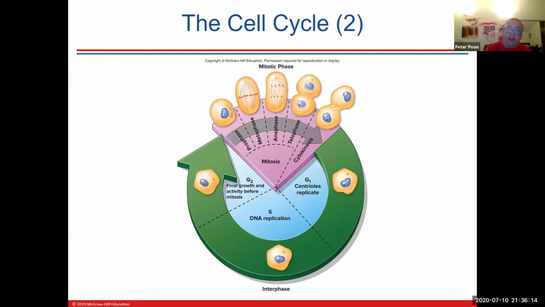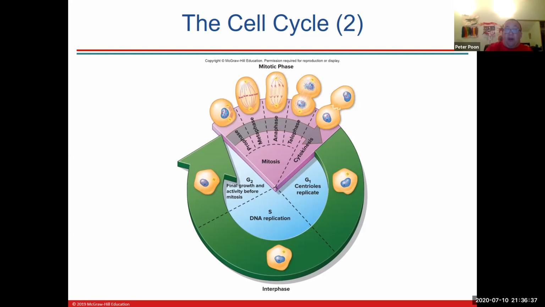Okay, so that left this gap on the right and this gap on the left. So G1 is actually gap phase 1. G2 is gap phase 2. You hear the terms growth phase 1 and growth phase 2, but the real name for it is gap phase 1 and gap phase 2.